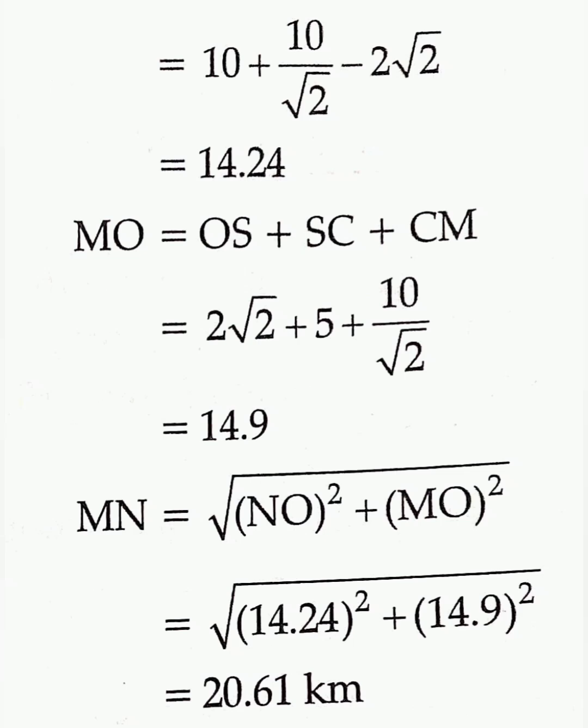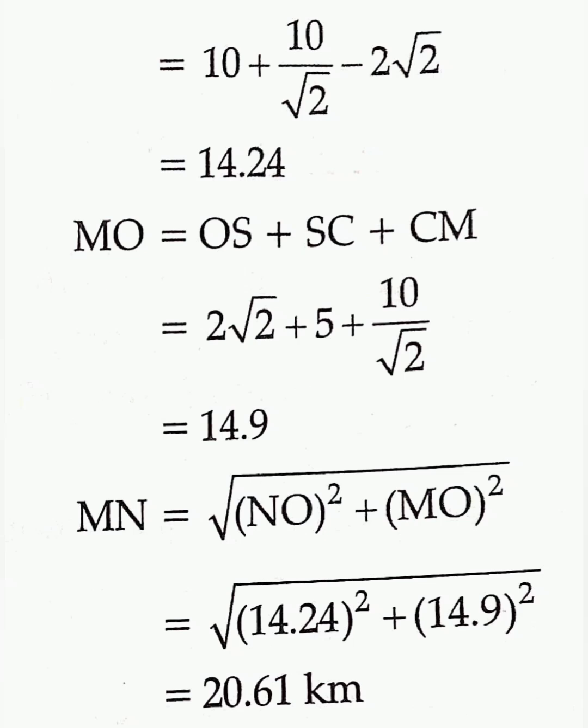MO is equal to OS plus SC plus CM. OS is 5, the small distance 2 root 2 can be found from the lower triangle, and CM is the upper distance 10 by root 2 from the triangle. So MO will be 2 root 2 plus 5 plus 10 by root 2, which is the vertical distance. So the distance MO is equal to 14.9.